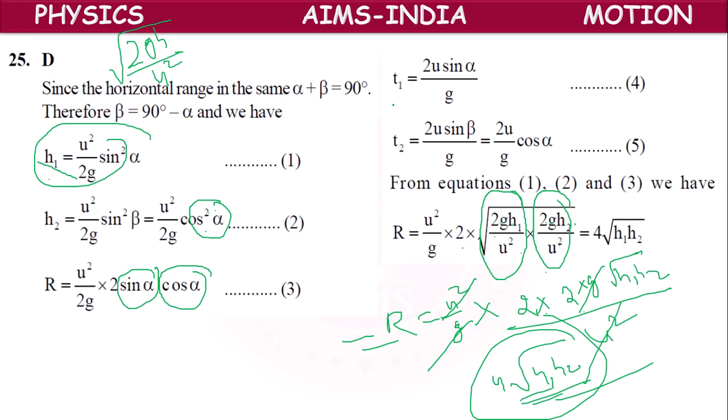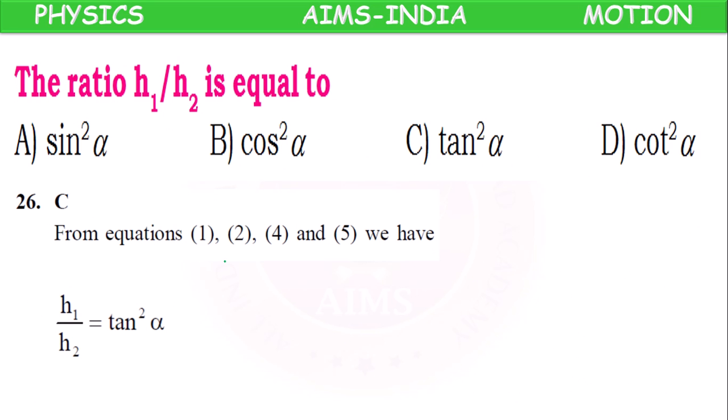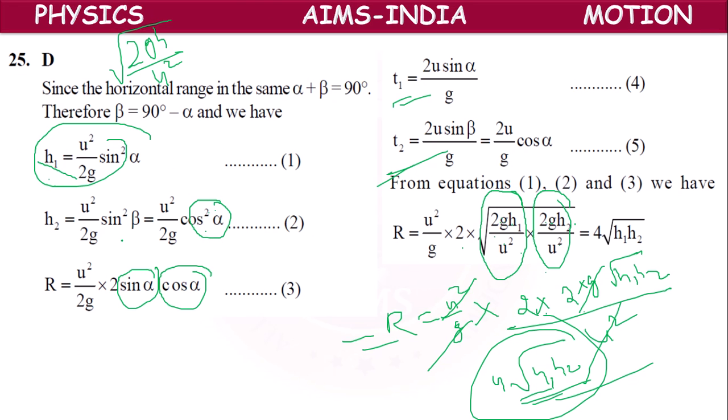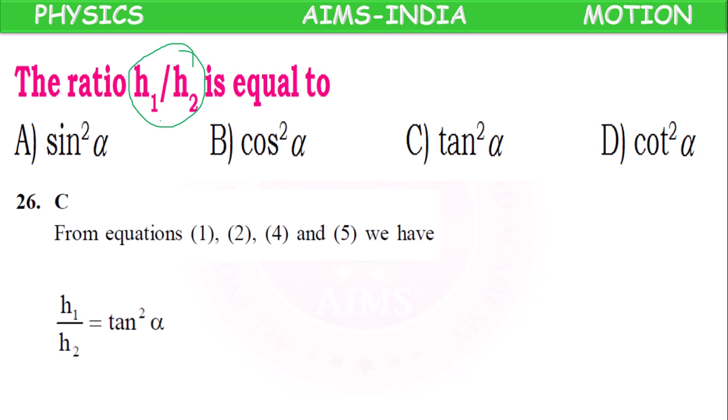So no need of time of flight, children. Without the time of flight equations only, we were able to solve the answer. For the next question, we can use the time of flights. The ratio of H1 by H2, how much? If we divide these two, U square by 2g cancel. Sin square alpha by cos square alpha will be equal to tan square alpha. So option C is correct.